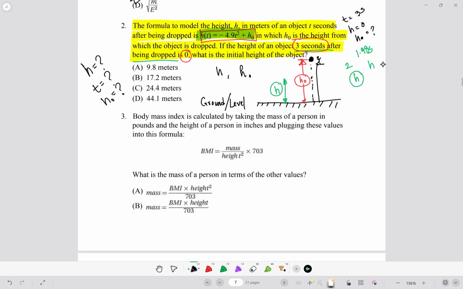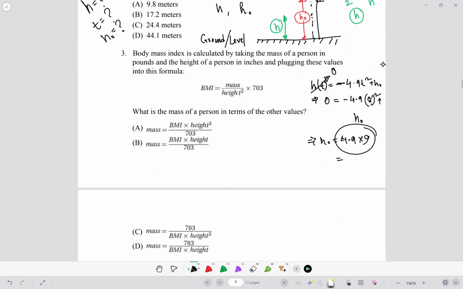Yeah. Okay, that's just like h of t equals negative 4.9 t squared plus h naught. So h of t is going to be 0. 0 equals negative 4.9 t squared plus h naught, right? So h naught is equal to 4.9 into 9. This is going to be your answer. You just need to calculate it. That is going to be h naught.